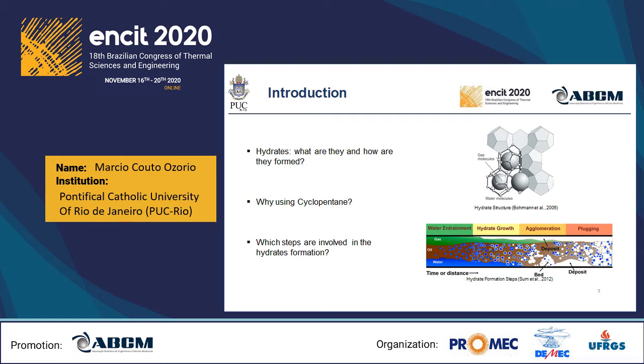Well, CP is a hydrate formation agent, and as I'm using atmospheric pressure in my experiments, I need this compound to stimulate the formation. Also, the hydrate formed by CP molecules is very similar to the one formed in the oil and gas production. We have basically four steps in the hydrate formation: water entrainment, hydrate growth, agglomeration, and plug.